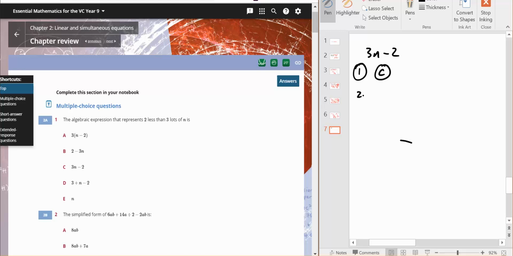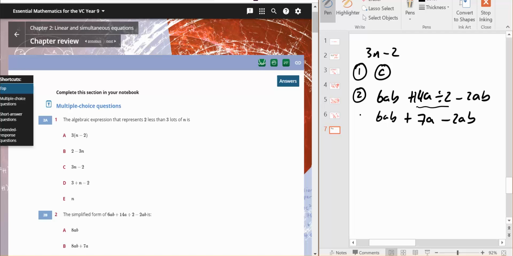Okay. Question 2. The simplified form of this expression, we've got 6ab plus 14a divided by 2 minus 2ab. Now remember, the order of operations still apply, so I need to do the division first. Okay, so 6ab, I'm going to divide 14a by 2. So if I divide 14 lots of a by 2, I'm left with 7 lots of a minus 2ab.